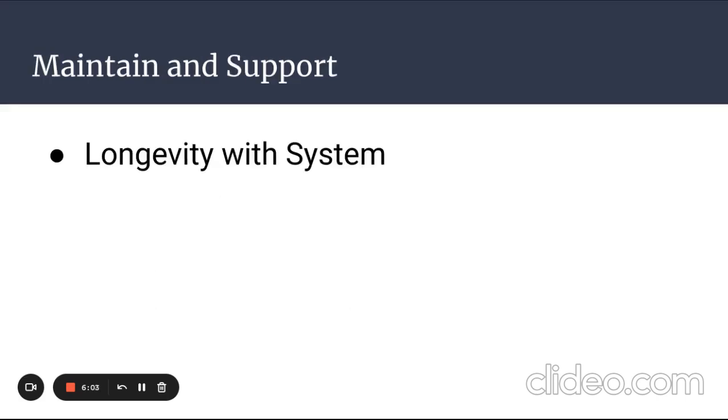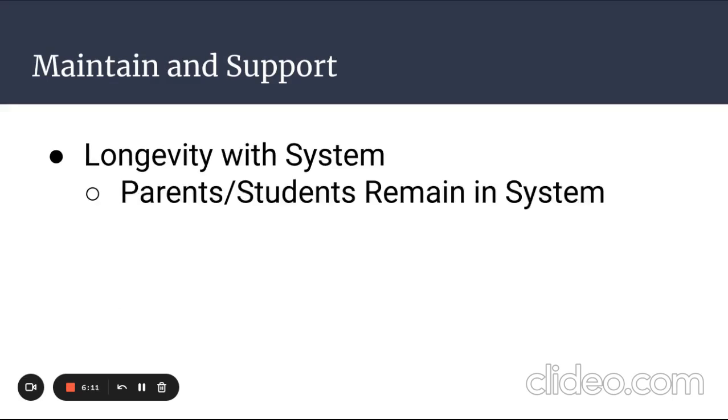In maintaining and supporting this system, one of the things that make it so great is there's a lot of longevity with this system. When a parent or student enters the system as a kindergartner, they can actually remain in the system all the way up through 12th grade. And once again, it is totally free. So that gives us over 10 years that we can use this system and continue to regularly, effectively communicate.